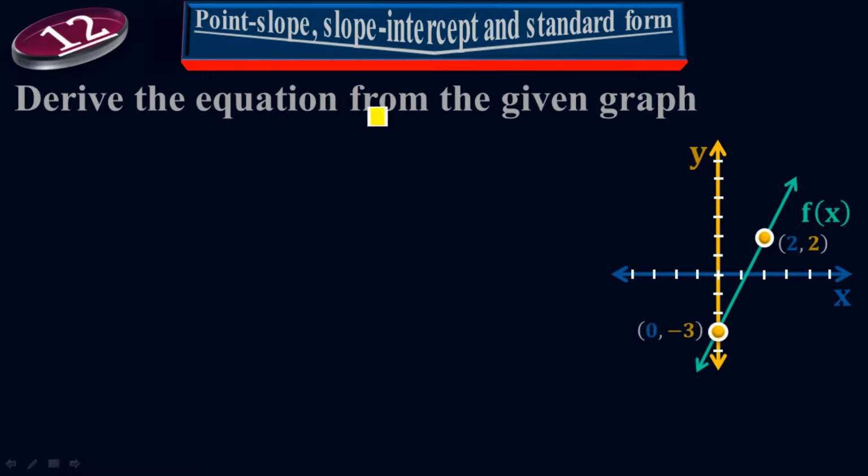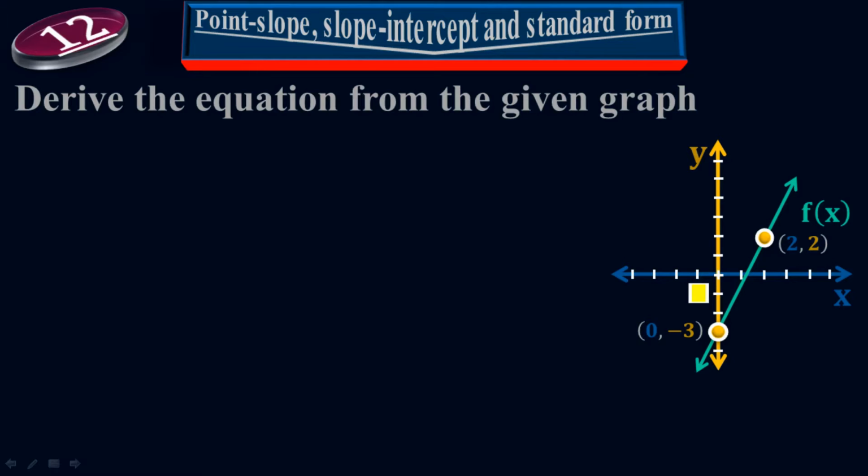What does the question ask? The question asks to derive the equation from the given graph. We're going to derive the equation from this graph in point slope form, slope intercept form and standard form. The graph is given. So the first thing is to calculate the slope of the line. For the slope of the line we have 2 procedures.